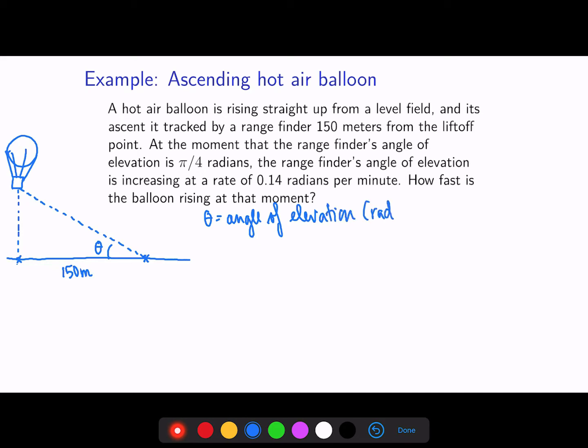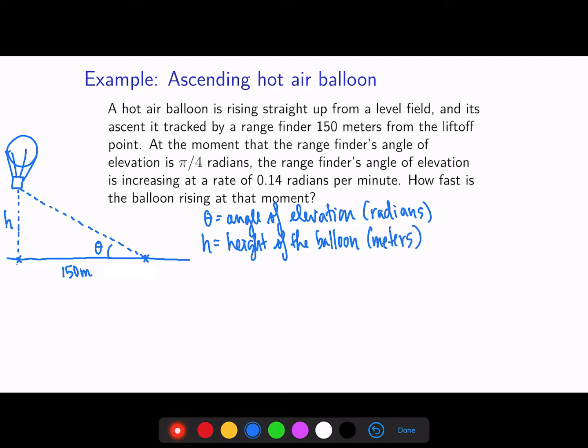And according to the problem, the angle of elevation is measured in radians. We want to know about how fast the balloon is rising at the moment. That's a question about its upward speed, so I want to define a position function. I'm going to say h here is the position function. H is the height of the balloon. And because our problem is given to us in the unit of meters, we'll say the height is also measured in meters.